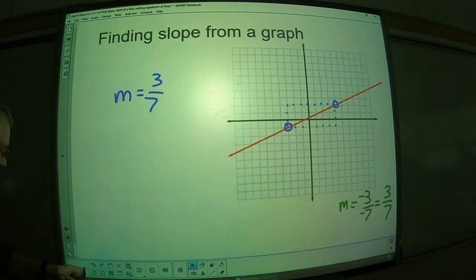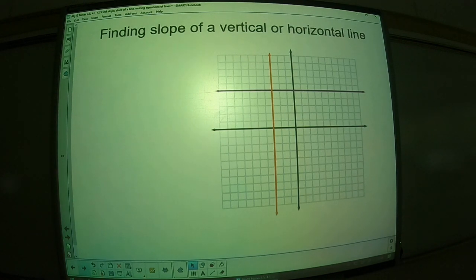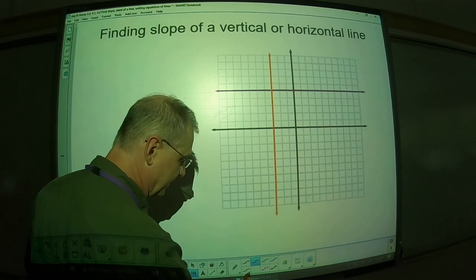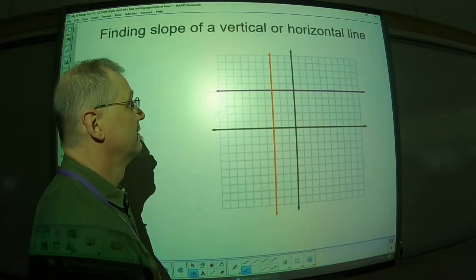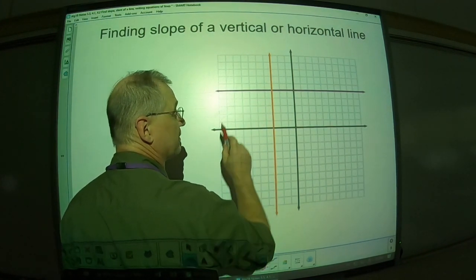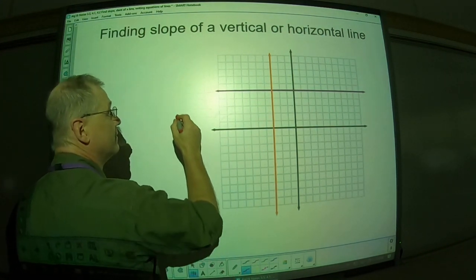All right, now that we've done that, let's take a look at finding slope of a vertical or horizontal line. Now I'll use color coordination here, and this horizontal line, how much does it go up or down? None.